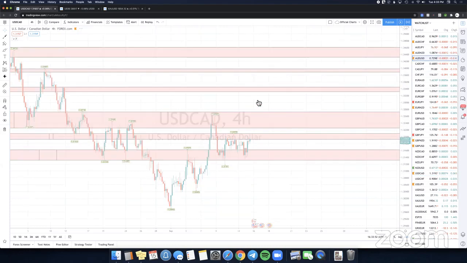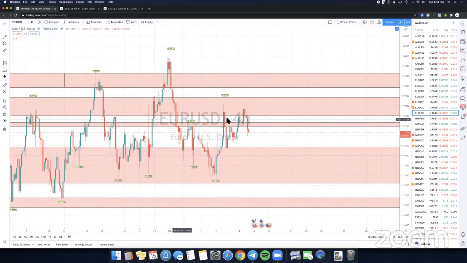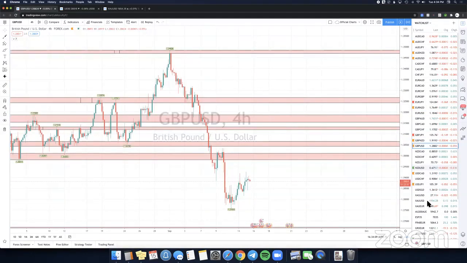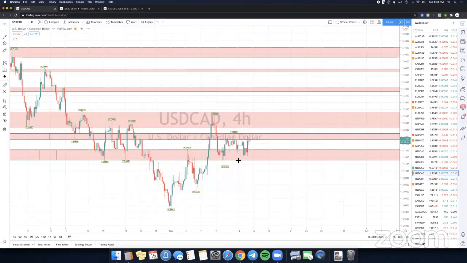Looking at AU over here, it's going down. So that means that the US dollar is stronger than the Australian dollar. The same over here with EU. Since EU is coming down, that means that the US dollar is stronger than the euro. Same with GU and same with NU as well. So with UCAD over here, I think this push up is somewhat temporary. Or, I mean, it could keep going.